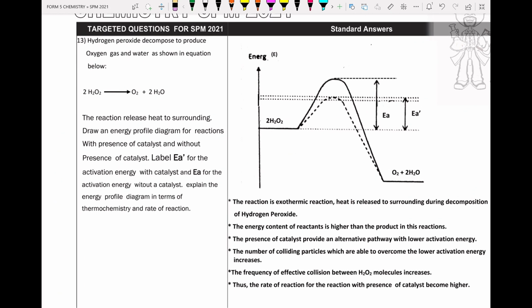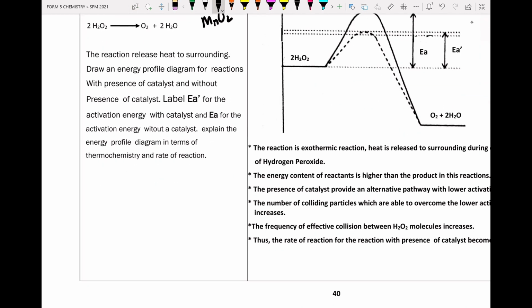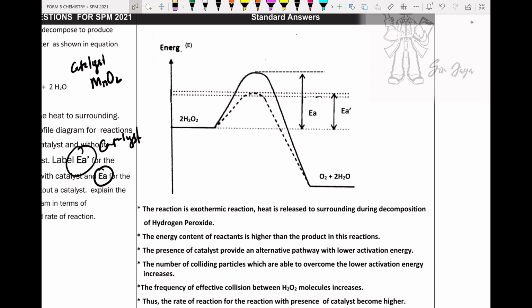Okay, catalyzed reaction, decomposition of hydrogen peroxide. We need catalyst here. One reaction with catalyst. The catalyst needed is manganese(IV) oxide. Let's say this set, label Ea with the activation energy, and Ea' with the activation energy with catalyst. So here without catalyst. Try to draw the energy level diagram and state the position of Ea from reactant until the peak of the hill here. So this will be the activation energy without catalyst.